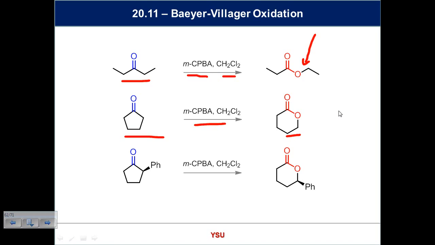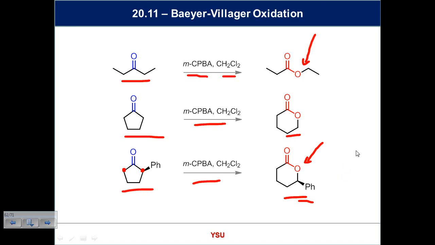Now, at the bottom, again, people who are looking to get A's in this class and go on to graduate school or professional school or whatever, these are the types of questions you should be comfortable with. What has happened here is the insertion has occurred on the side of the more highly substituted carbon. This carbon here is more highly substituted than this carbon here, so it migrates faster. But something else has happened. There is also a clue in here, something that should trigger something about the mechanism and how it's happening. What is the outcome there of the stereochemistry?